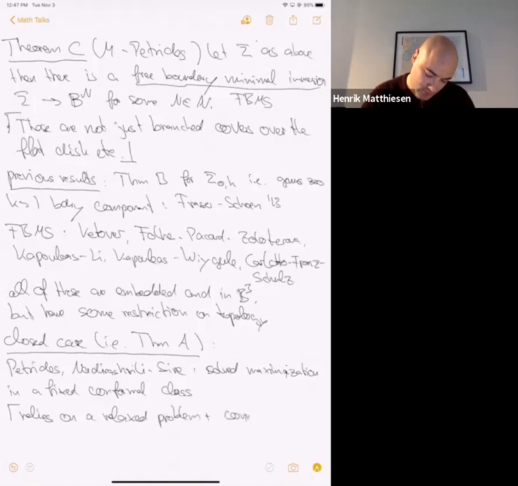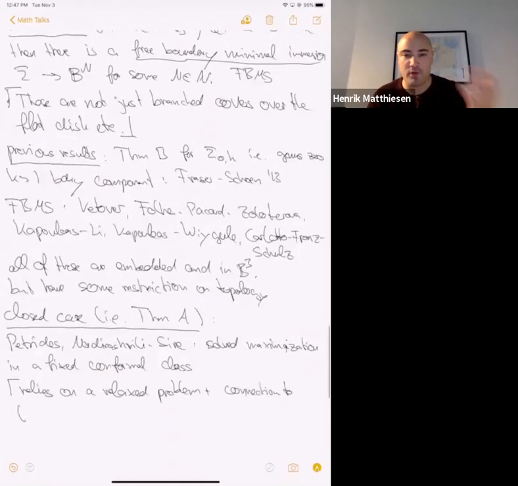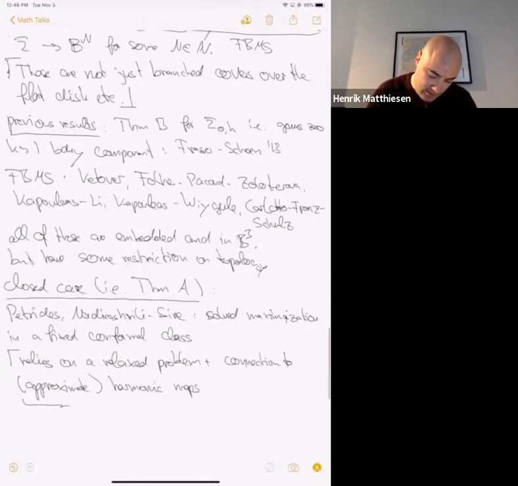Okay, so that relies, just in a nutshell, on a relaxed problem plus connection to, and let me put here, so for the full problem you would get harmonic maps, but for the relaxed problem you get some sort of approximate harmonic maps. And so basically there is an assumption on the eigenvalue, so this rules out bubbling.